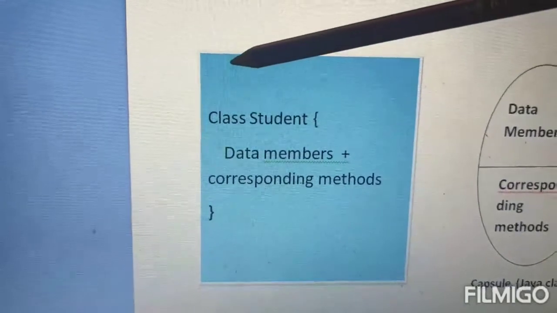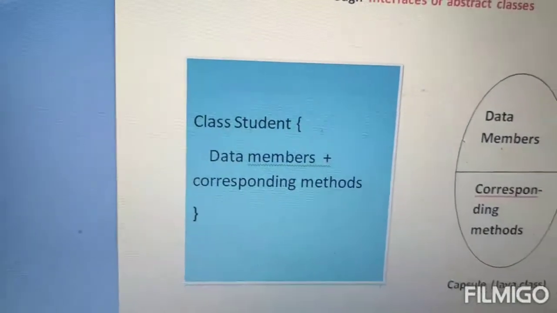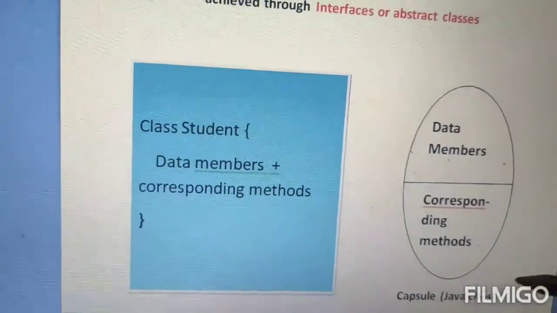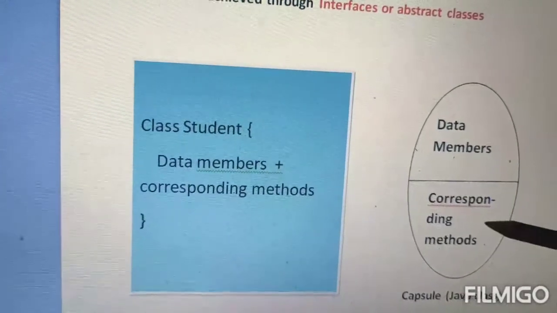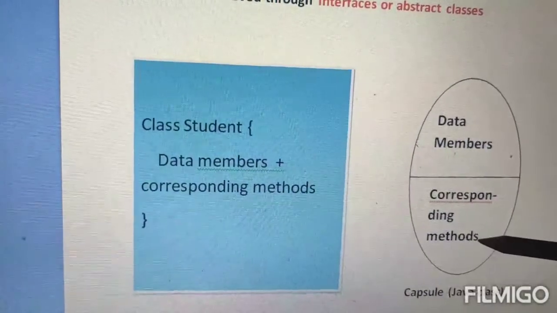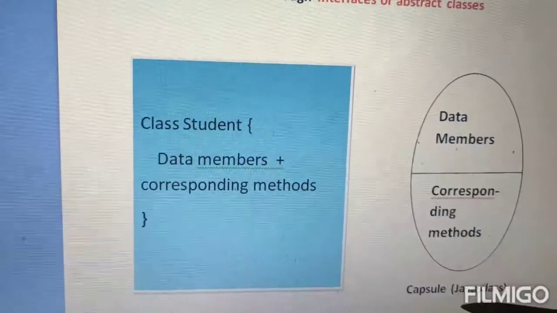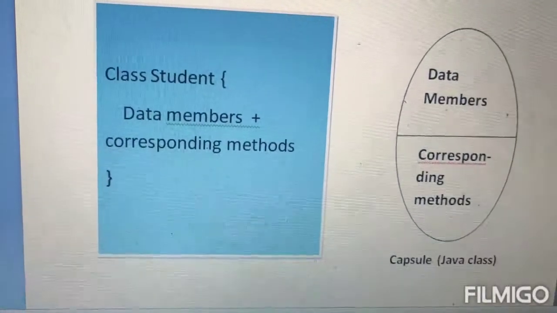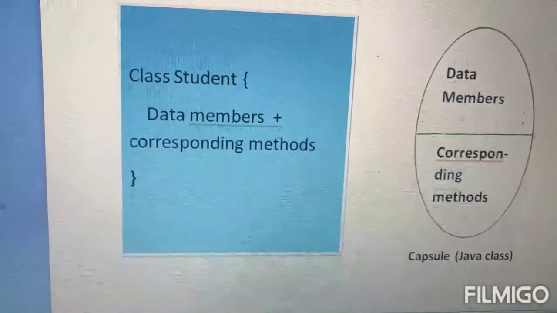So this whole concept is called encapsulation. So you are encapsulating these data members and corresponding methods in a capsule. Means you are binding these data members and their related methods into a single unit, which is called encapsulation. So your Java class here acts as a capsule, containing data members and corresponding methods.